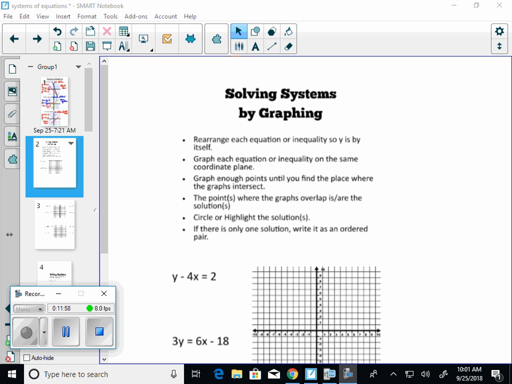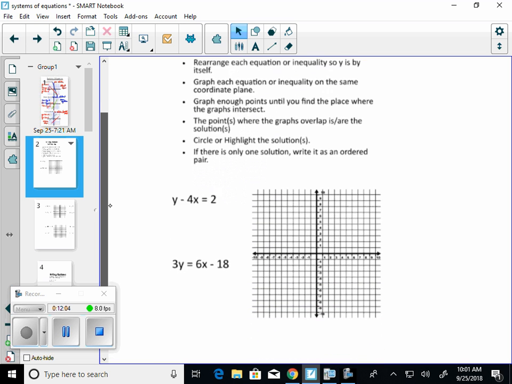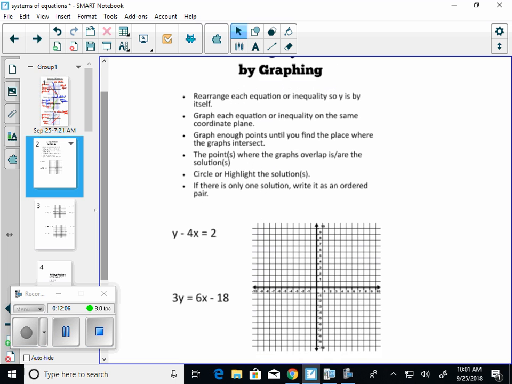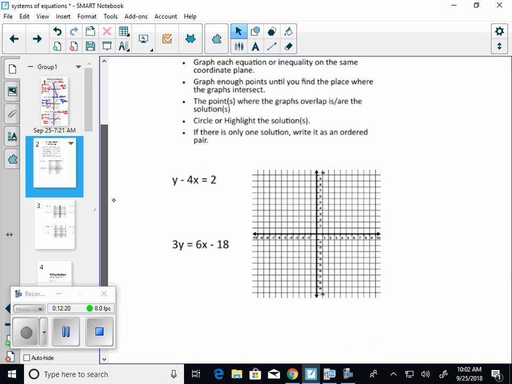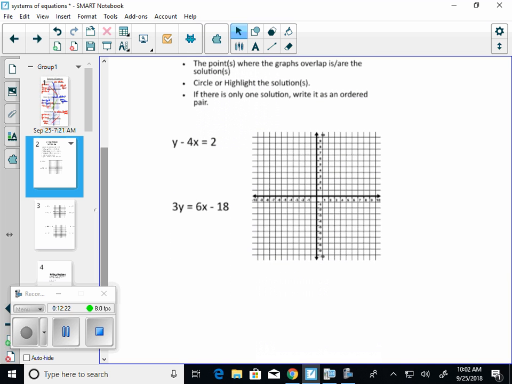Right, okie dokie. So we're going to solve systems by graphing. And so you have a little handout, and I've given you some steps that we can go through. We're going to rearrange the equation if necessary. We're going to graph it. We're going to graph until we can see that it intersects or doesn't intersect. We're going to notate where that solution is.